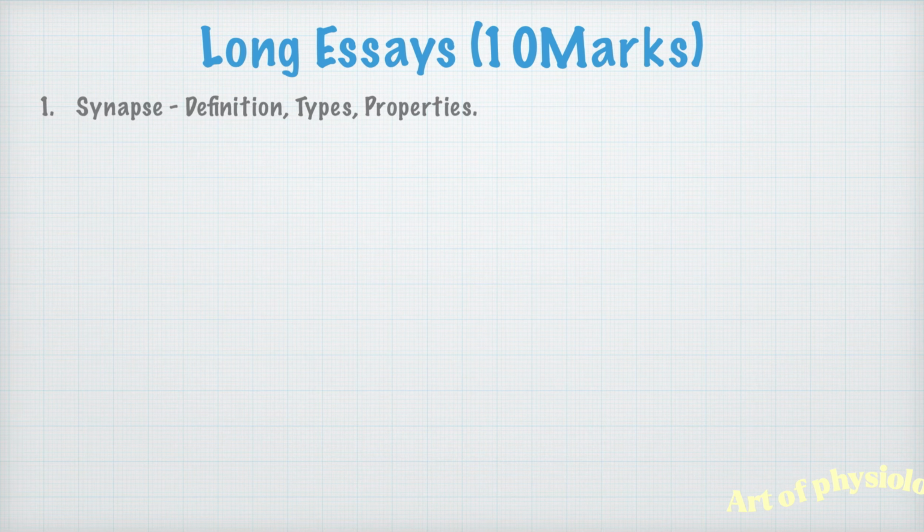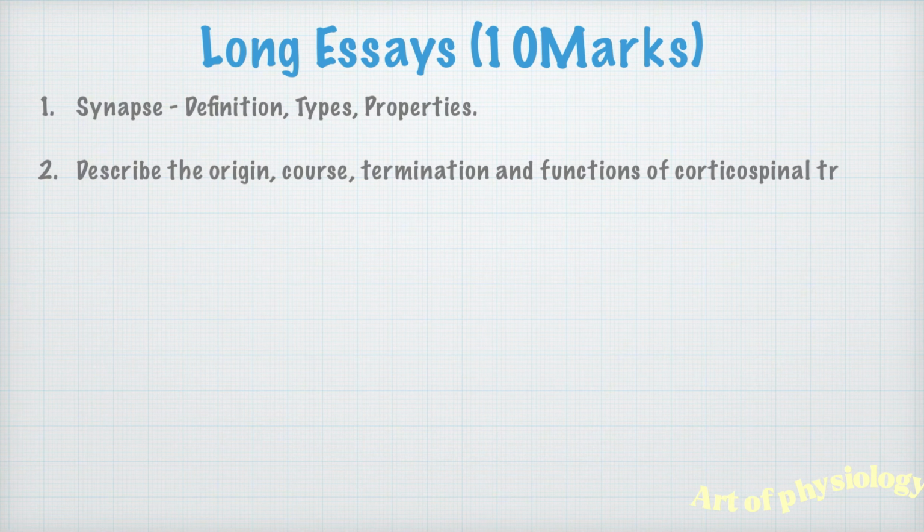Okay, so the second question: describe the origin, course, termination and functions of corticospinal tract. And what is hemiplegia? Here you should draw a neat diagram, mark the origin, course, termination properly, and use different color pencils for different tracts. Then you have to write about the functions of corticospinal tract and write about hemiplegia.